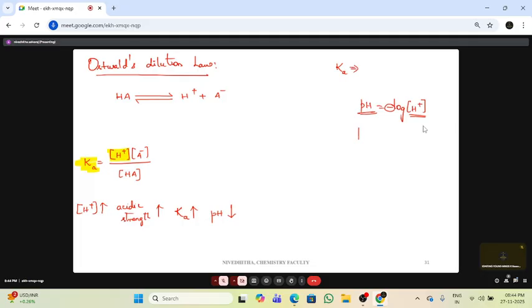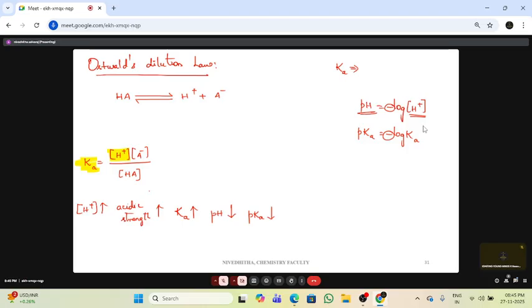Similarly, pKa is nothing but minus log Ka. Then tell me how Ka and pKa are related. Are they directly or inversely proportional? Here also we have a negative sign, right? So Ka value is inversely proportional to pKa. So if an acid has the lowest pKa, then it is the more acidic one.